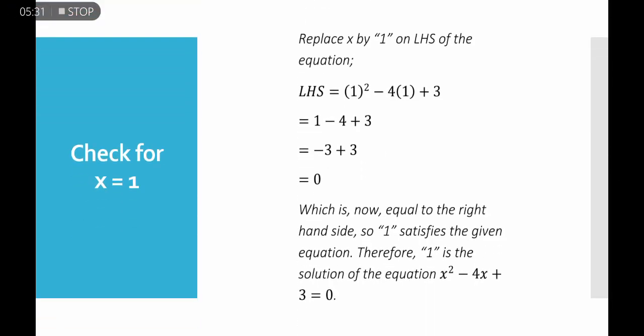Check for x is equal to 1. Replace x by 1 on left hand side of the equation. Left hand side becomes equal to 1 square minus 4 into 1 plus 3, that is equal to 1 minus 4 plus 3, that is equal to minus 3 plus 3, and equals 0, which is now equal to the right hand side. So 1 satisfies the given equation. Therefore 1 is the solution of the equation x square minus 4x plus 3 is equal to 0.